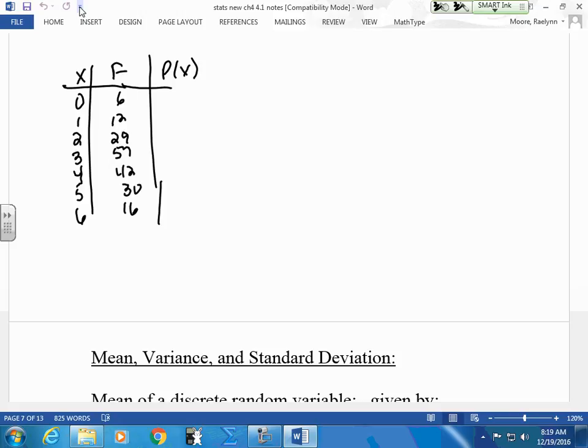Good. You have to first take a total of your frequency. How can I do part over whole without knowing what the whole is? Probability is just part over whole. So add them up. See what you come up with. What did you get, John? I got a 192. Anybody else get a 192? So how do I find the probability now?